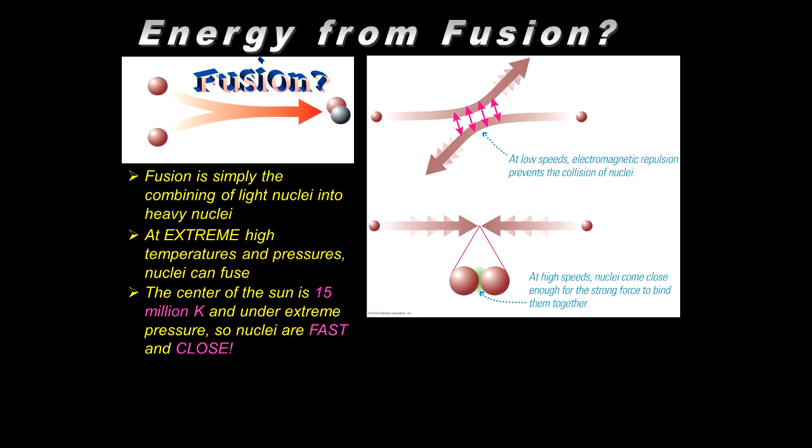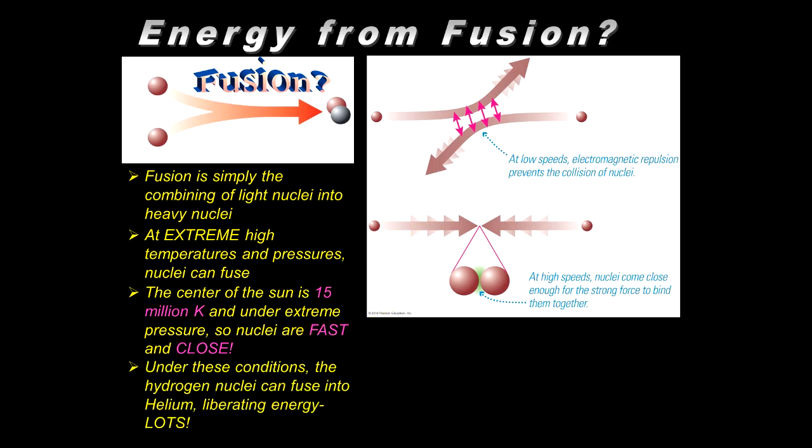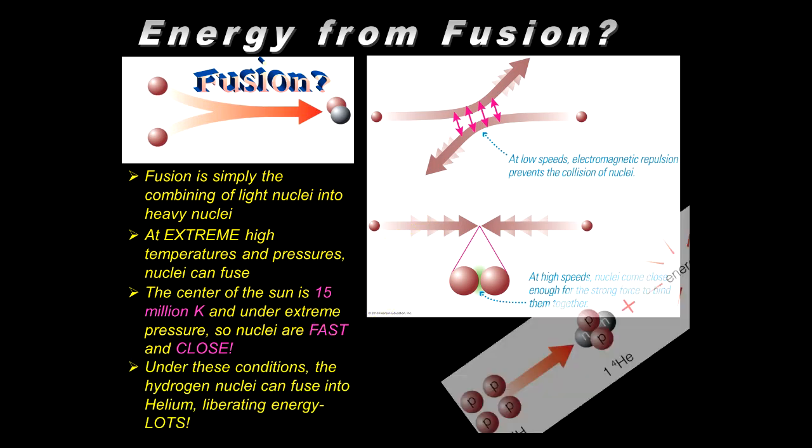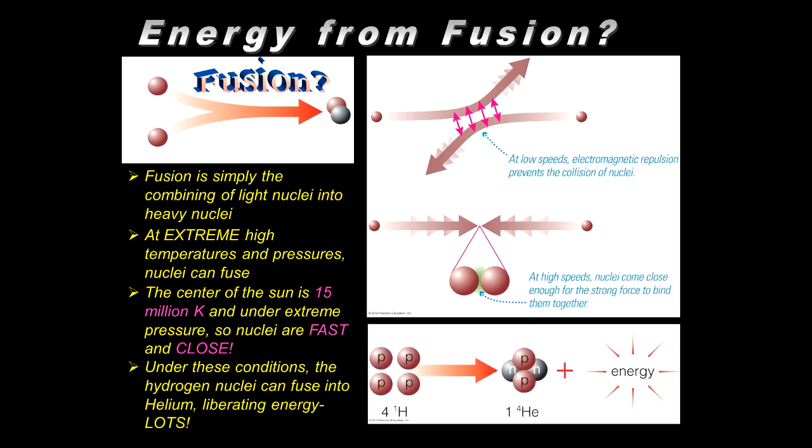Well, the center of the sun is 15 million Kelvin and under extreme pressure. The density is about 14 times that of lead. So the nuclei are moving very fast and they're very close to each other. Perfect conditions for this to take place. They can then fuse and liberate energy, and a lot of it for that matter. We have a group of protons coming together, fusing hydrogen into helium and liberating energy.